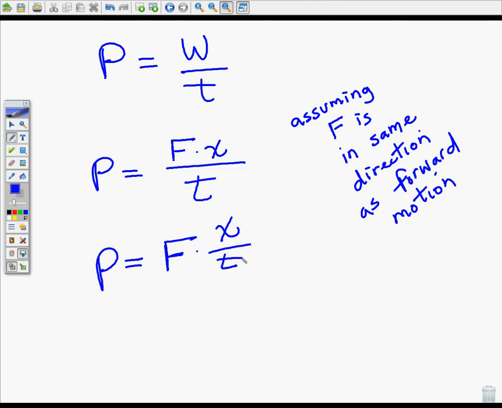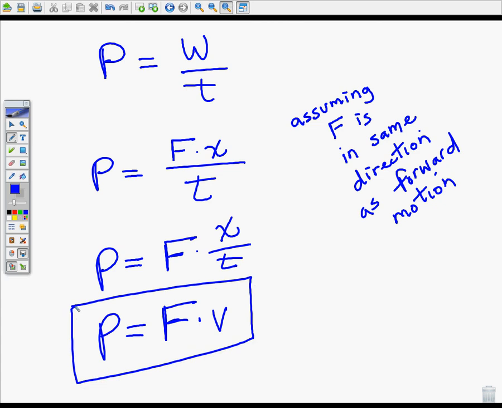And can anyone read your physics teacher's mind and state why it was rewritten that way and where we're going probably in the next step? Alyssa? At velocity? Yes. So another way of calculating the power is by taking the force being applied and multiplying it by the velocity of the object at that instant. More obscure formula, but sometimes useful.